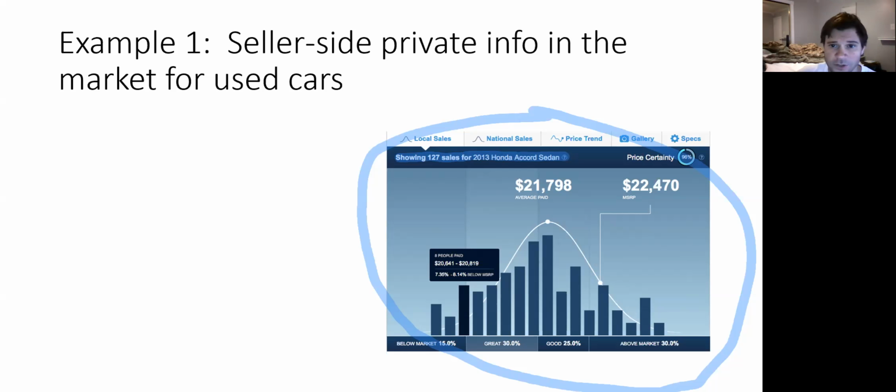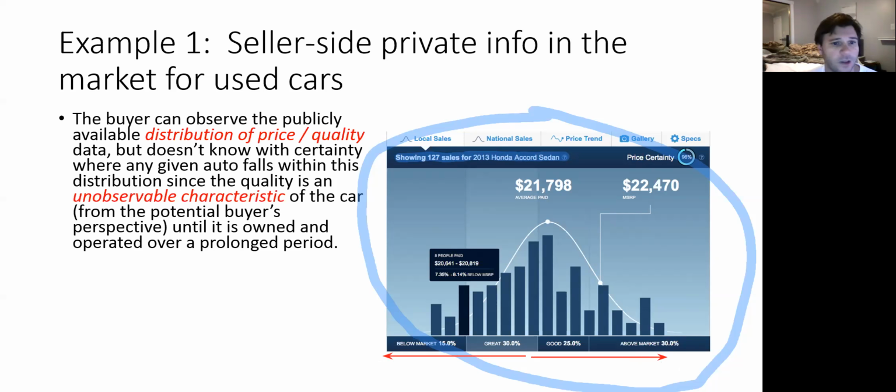Along the horizontal axis, as we move in the right direction, we're dealing with higher quality, higher priced vehicles. As we move in the left direction, we're looking at lower priced vehicles that are potentially of lower quality. So the buyer is able to observe this entire distribution of price quality data. But the problem is when you go to a used car lot or you go to someone's home to look at that particular automobile, you do not know specifically where any particular automobile will fall within this particular distribution.